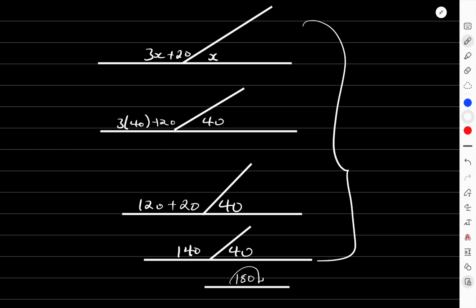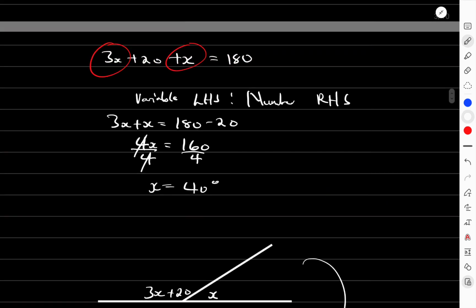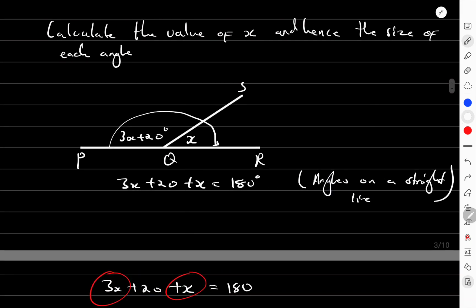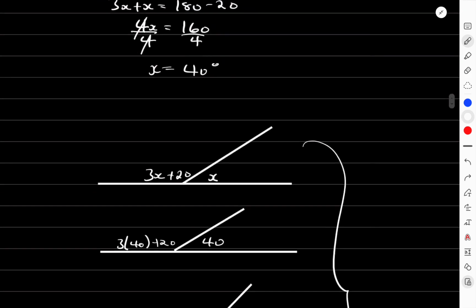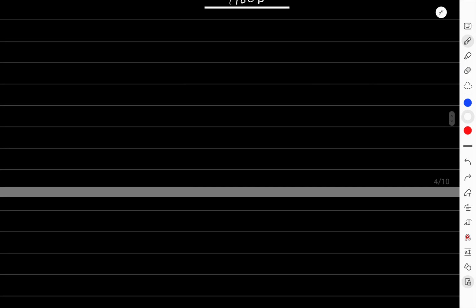But then when they say enhance the size of each angle, it means after getting the value of x, we have to substitute it into the original angle value. Wherever you see x, we have to substitute the value of 40. Therefore, you're going to have the size of the angle that was supposed to be there. Instead of having x, you have a right to substitute 40 where you see x.